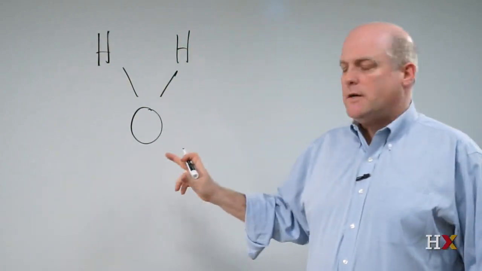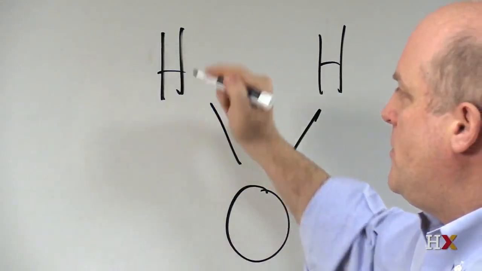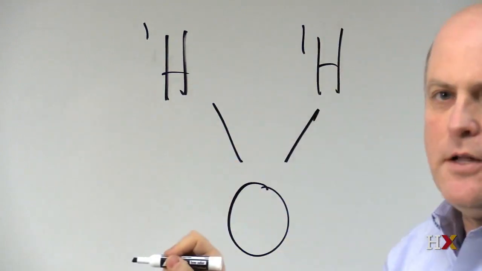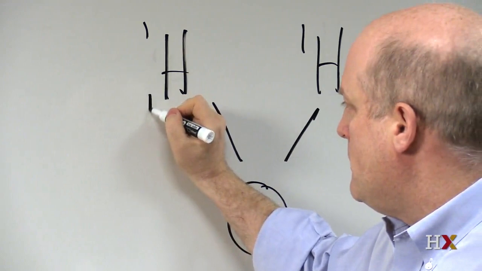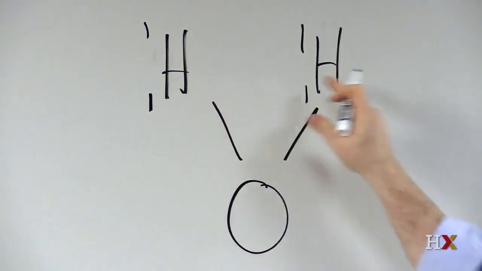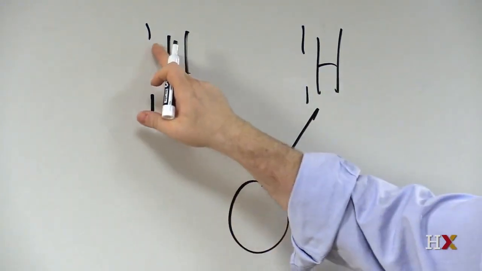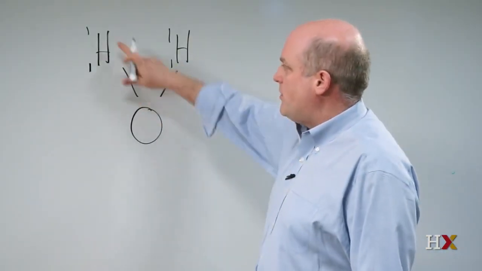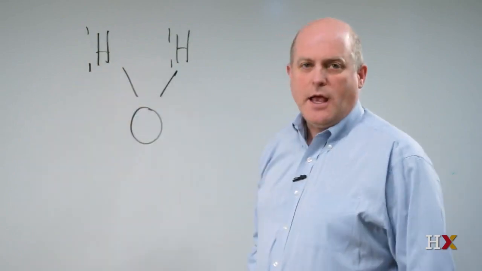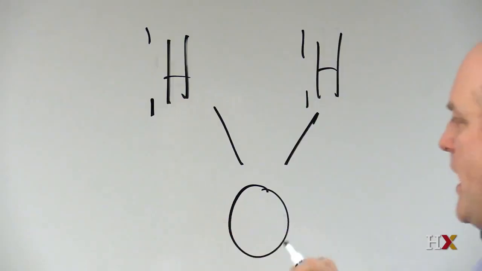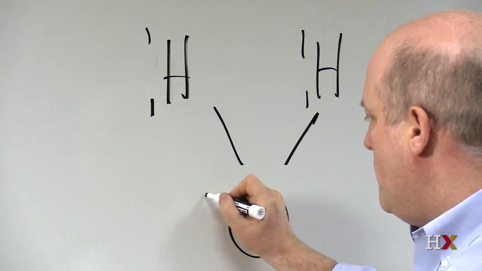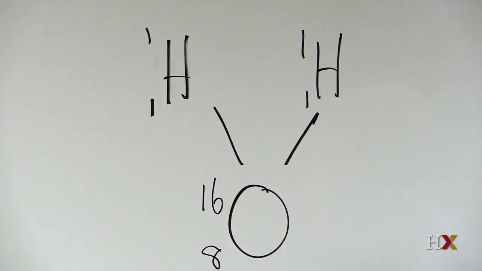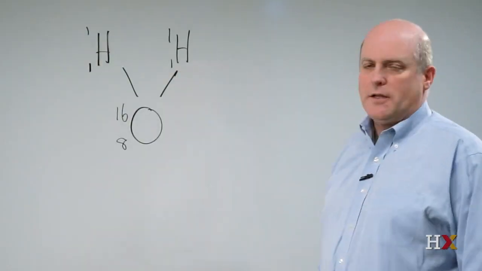Now, what I'm going to do here is write the mass to the left here, and I'm going to write the number of protons down on the bottom here. Just to remind you that, of course, hydrogen is 1, and it has no neutrons. It has just a proton. And so it's mass 1 and 1 proton. In this case, we'll write the oxygen as mass 16 and 8 protons. So here's a simple water molecule.